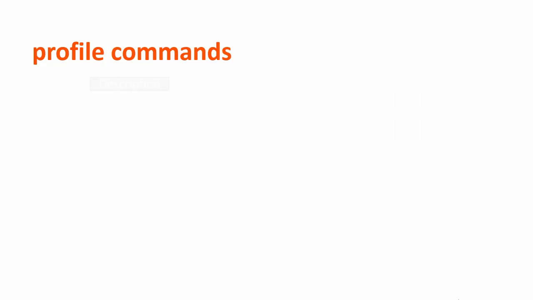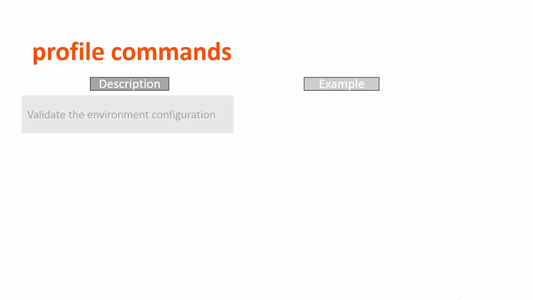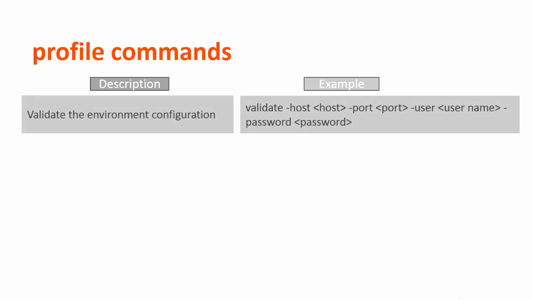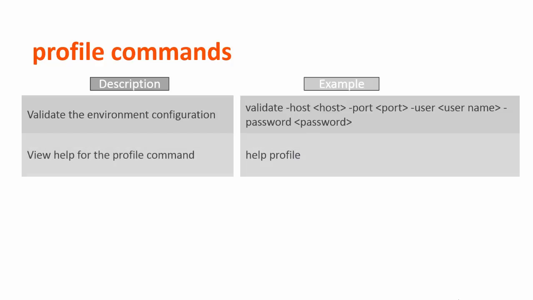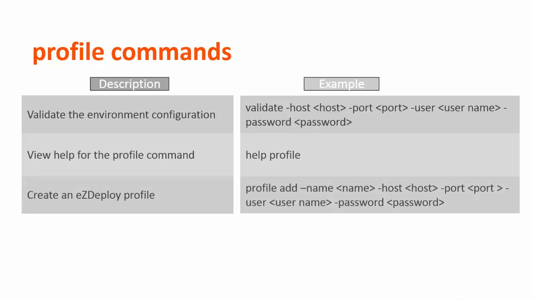Let us quickly summarize the various commands that we've seen so far. The validate command checks if your environment is set up to execute eZDeploy utility commands. The help profile command lists help for the profile command. The profile add command allows you to create a new eZDeploy profile.